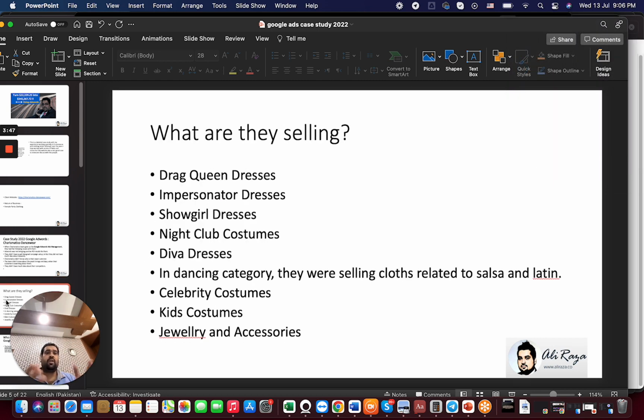The question is, what are they selling? Drag queen dresses, impersonator dresses, showgirl dresses, nightclub costumes, diva dresses. In the dancing category, they were selling clothes related to salsa and Latin dances, celebrity costumes, kid costumes, jewelry and different accessories.